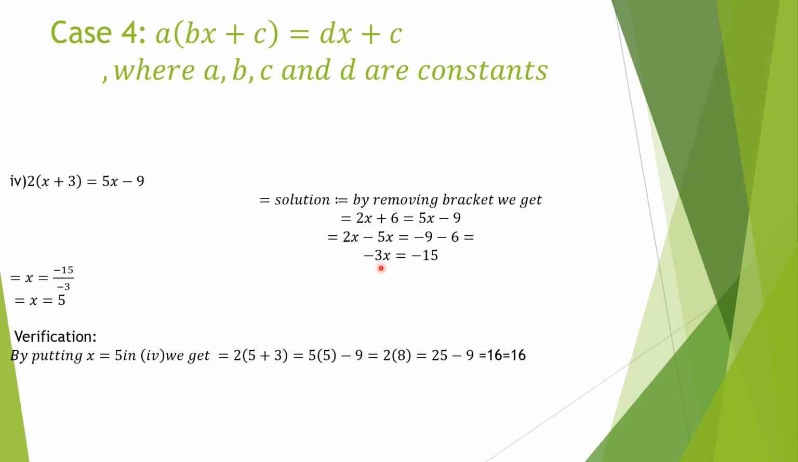Now we are removing minus 3. Minus 3 is multiplied by x, so it changes into division. Minus 15 upon minus 3 is equal to 5. The minus signs cancel out and 3 5s are 15. So x is equal to 5 is the answer of the equation.